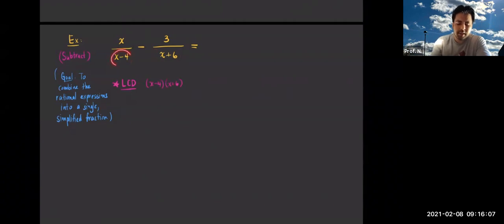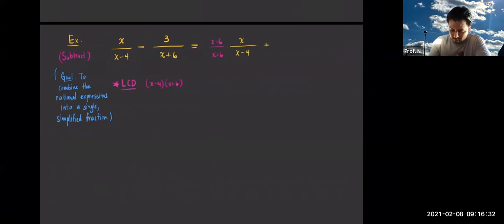So x minus 4 does not have the x plus 6, and the x plus 6 does not have the x minus 4. So we're going to multiply accordingly by the missing factor. So I'm going to multiply this by the x plus 6 over the x plus 6. Again, I'm not going to cancel anything. Even if they were the same, I'm not going to cancel anything.